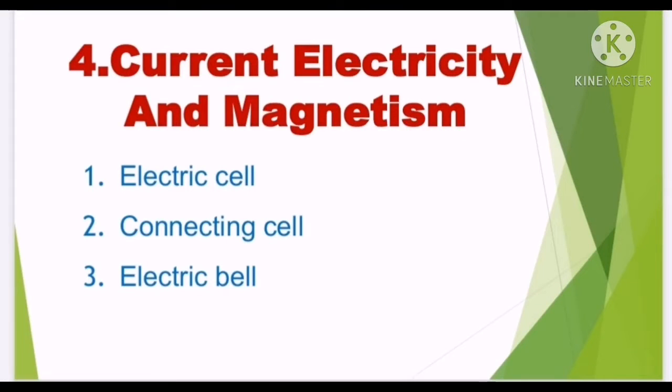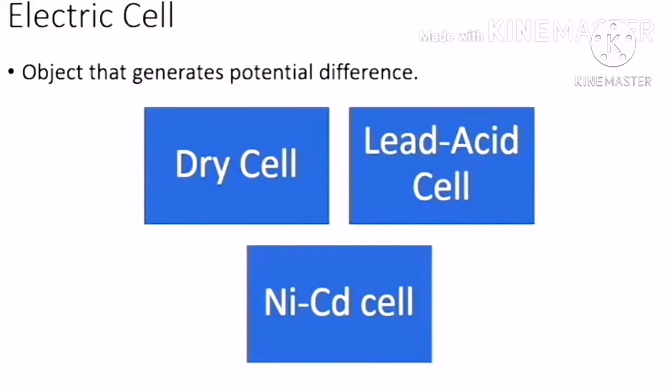Hello everyone. Today we continue the same chapter number 4, current electricity and magnetism. Today we learn these three topics. First one, electric cell, second, kinetic cell, and third one is electric bell. So students, let's learn. Now students, there is a new topic, that is electric cell.